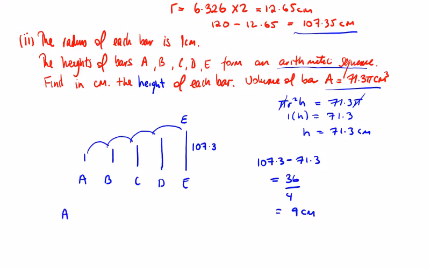So A is 71.3. B would be 80.3. C, 89.3. D, 98.3. And you can see there, if we add 9 to that, we're going to get 107.3, the height of each bar.